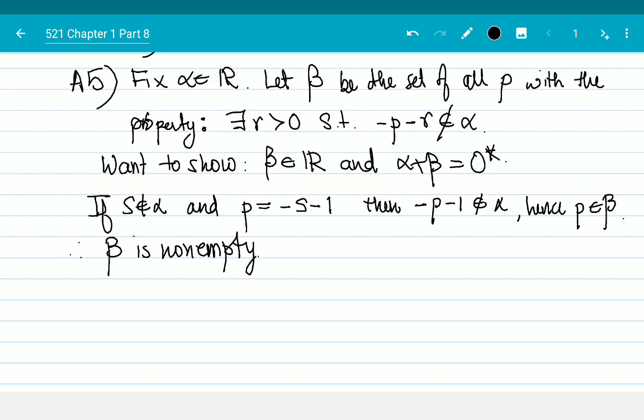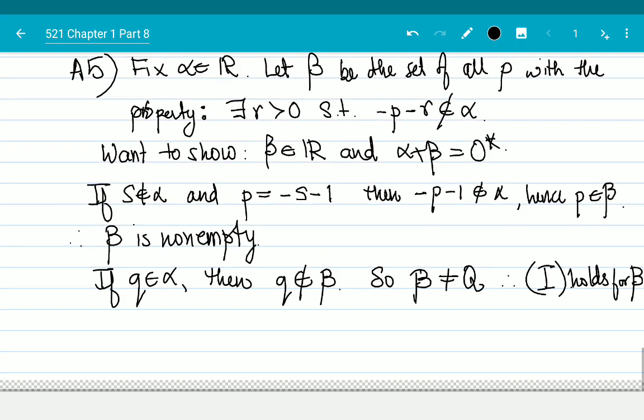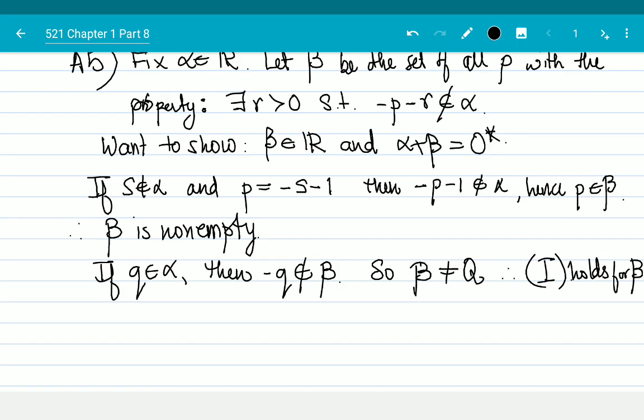Okay. Now, if Q belongs to alpha, then Q does not belong to beta. So beta is not equal to Q. Therefore, 1 holds for beta. Why is that? Oh, sorry. This should be negative Q.